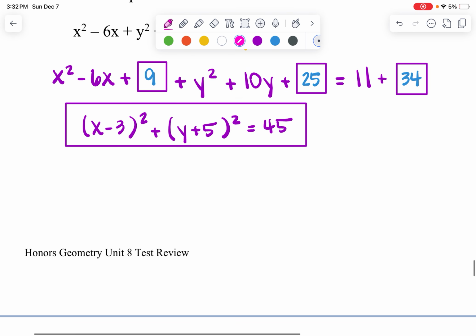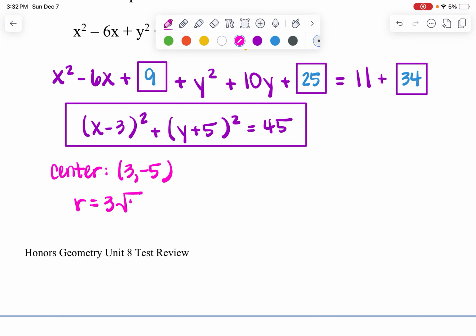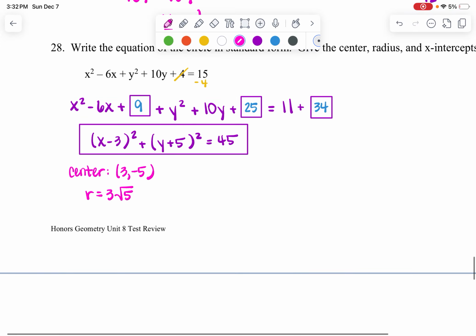It does want us to identify the center, which is, of course, the h, k, which would be 3, -5. And then the radius is going to be the square root of the 45, right? So that's going to be 3 root 5. Just leave it as a radical.